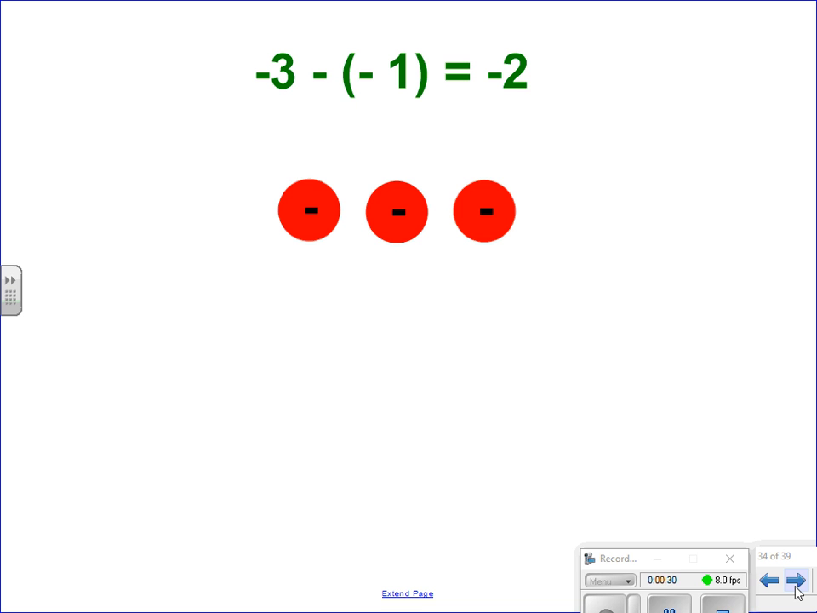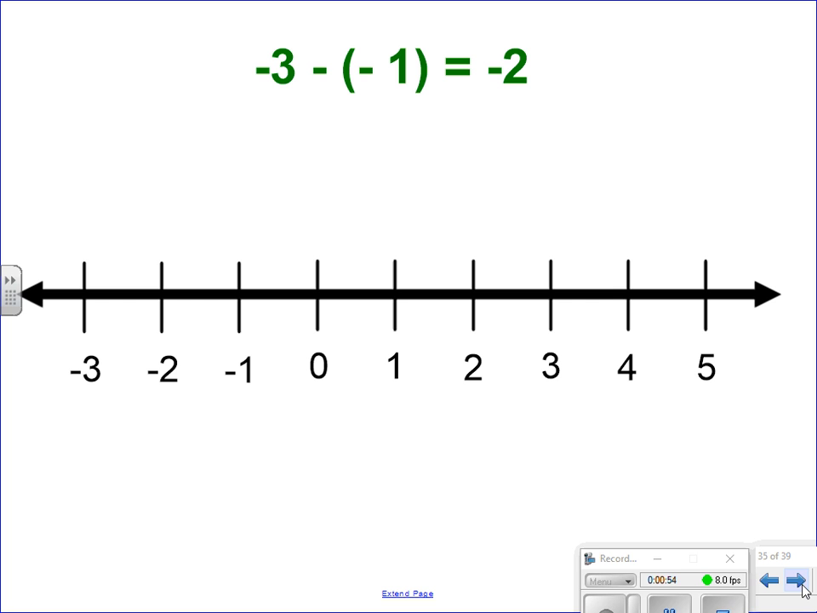If we have 3 negatives in this example, and we want to take away one of those negatives, negative 3 minus a negative 1, we take away one of those negatives, obviously we have negative 2. We have 2 negatives left over. Let's see what that would look like on a number line. We know that negative 3 minus a negative 1 is going to give us a negative 2.